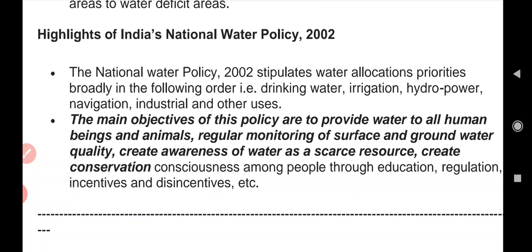Then regular monitoring of surface and groundwater. Regular monitoring of surface and groundwater means monitoring how river water or groundwater is being used, and creating awareness of water as a scarce resource and creating conservation.